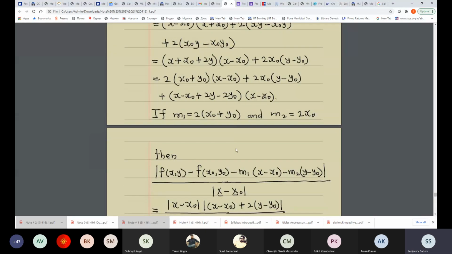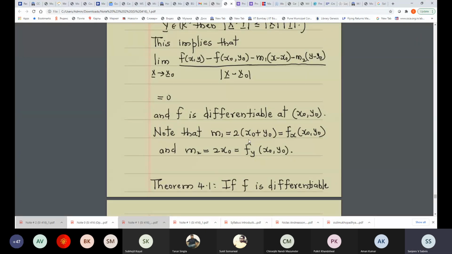This implies that the quotient goes to 0 and f is differentiable at x0, y0. Here m1 and m2 are the ones that we chose. In fact, m1 is the partial derivative of f with respect to x at x0, y0, and m2 is the partial derivative of f with respect to y evaluated at x0, y0.